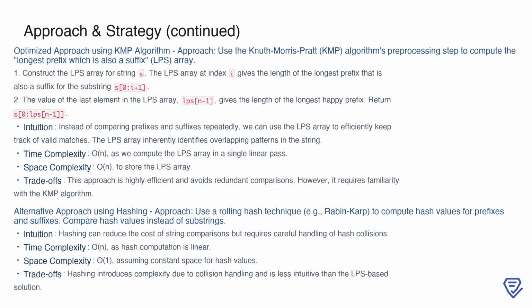To improve upon the brute force approach, we can use an optimized method based on the Knuth-Morris-Pratt, or KMP, algorithm. This technique pre-computes a structure called the LPS array, which stands for longest prefix which is also a suffix. The LPS array helps us efficiently track overlapping patterns in the string. Here's how it works. First, we construct the LPS array for the input string. Each entry in the array at position i tells us the length of the longest prefix that is also a suffix for the substring ending at position i. Once the array is constructed, the value in its last cell, LPS[n-1], gives the length of the longest happy prefix. Using this value, we can directly extract the desired prefix from the string.